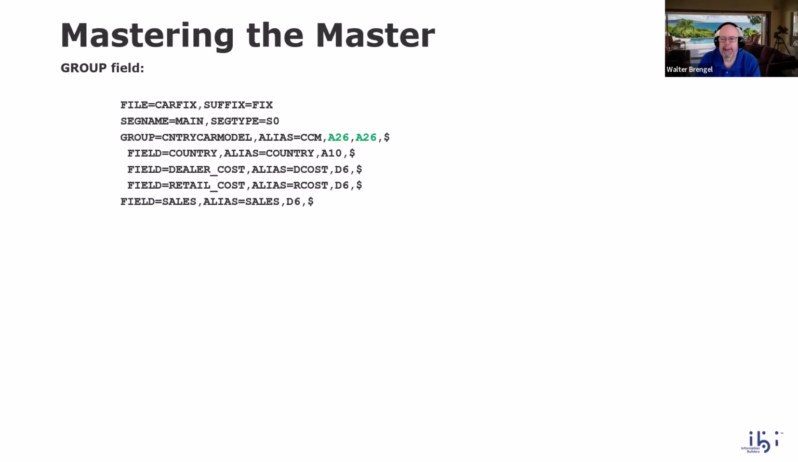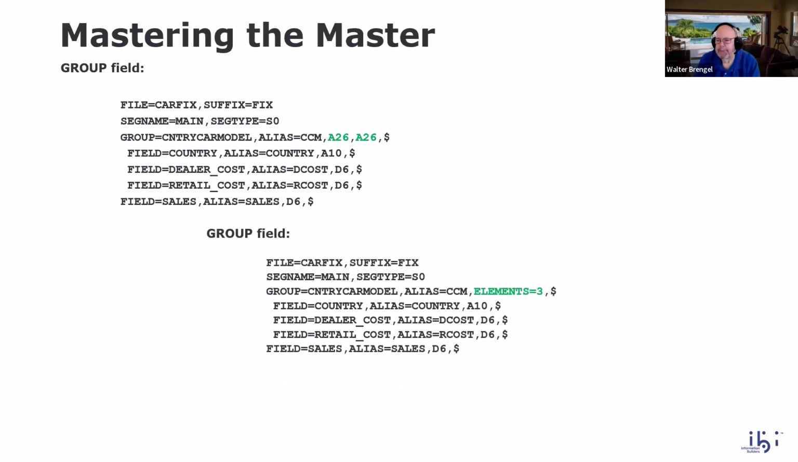I think I understand all this. So what we decided to do is try to do something a little easier. So we put in a new feature called ELEMENTS. So now you can do your group, and instead of knowing what the usage and actual is, you just say ELEMENTS equals 3. What that does is take the next 3 fields and say that those fields make up the group. And then you don't have to worry about any lengths. Woo!